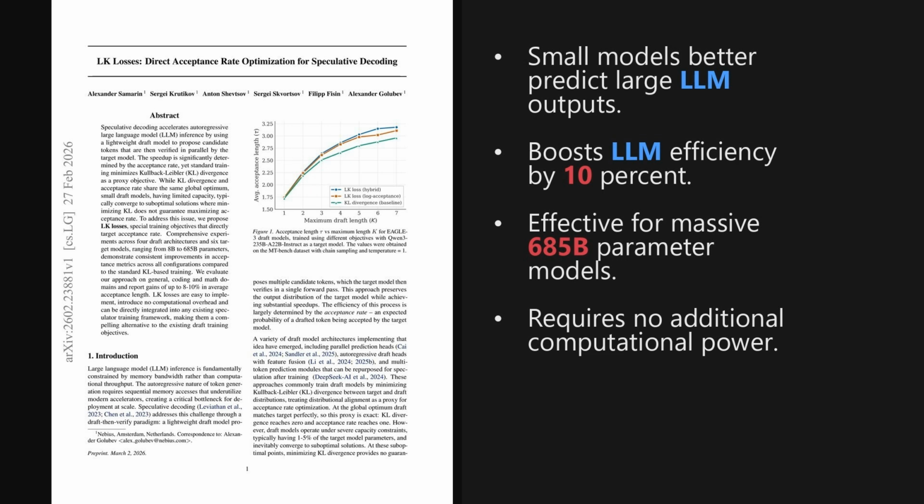Alright, to conclude, the big takeaway is that standard training objectives often mislead small draft models, while directly optimizing the acceptance rate yields significant speedups without added cost. This shift could fundamentally improve how we deploy large language models, making inference faster and more efficient.